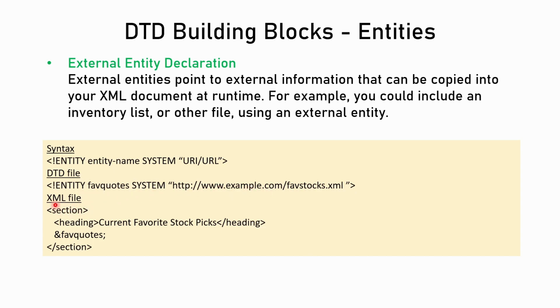In this case, our XML file may look something like this. We have a section root element, and inside the section root element, we have another nested element called heading, and this heading contains some data, some information, as you can see. And finally, we are using our external entity here. Using this external favquotes entity here will basically copy all the content that is located inside this example.com/favestocks.xml file, and it will copy that content inside this section element here. Okay, so that's how external entities work.